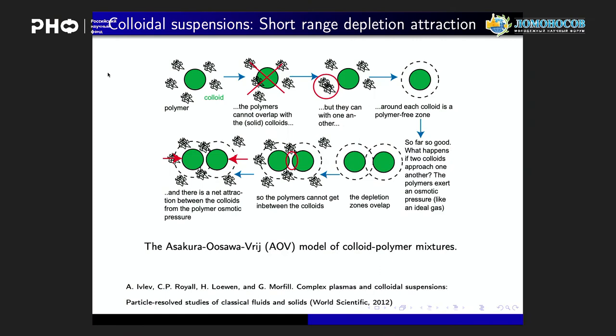Another kind of interaction arises if we use a liquid with polymer molecules. In this case, we have the so-called depletion forces. When two microparticles are very close to each other, they could be so close that the polymer molecule cannot penetrate into the space between the two particles. In this case, we have attraction. This is a very short-range attraction, but already this kind of attraction allows us to study condensation in such a system.